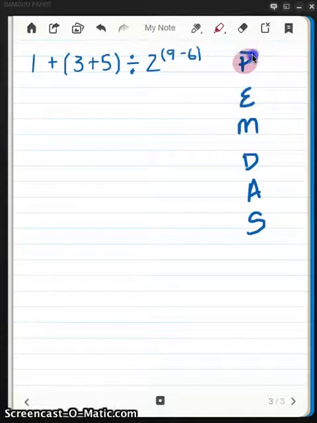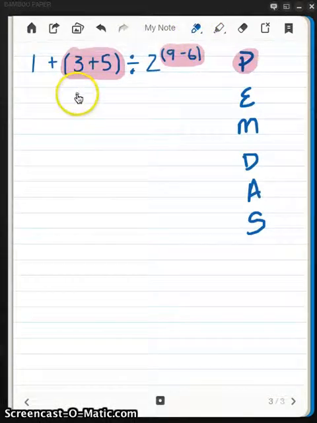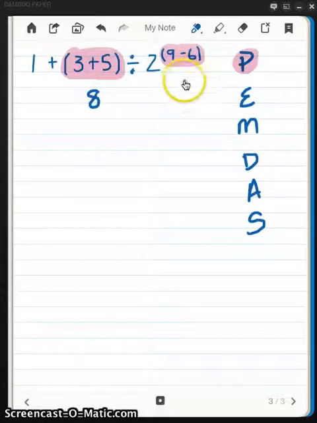I want you to use a highlighter and highlight all the things that are within parentheses. Here we have the sum of 3 and 5, and here we have the difference of 9 and 6. These two operations we'll be doing first. The sum of 5 and 3 is 8, and the difference between 9 and 6 is 3. Once we have completed those first operations, let's go ahead and rewrite the rest of the equation.